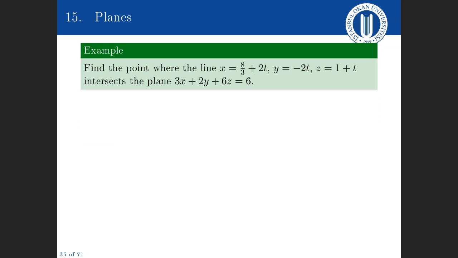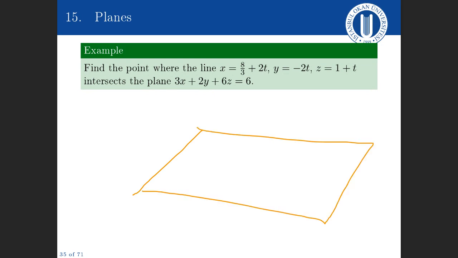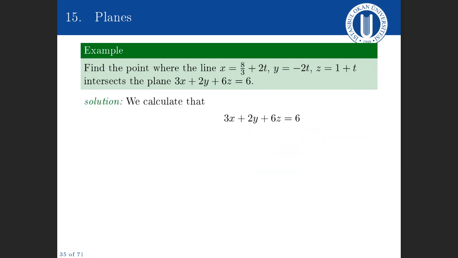Find the point where this line intersects this plane. So we have a plane and we have a line, and we're trying to find the point where the line intersects or passes through the plane. So we're going to do the calculation like this. We're going to start with the equation for the plane. 3x plus 2y plus 6z is equal to 6.